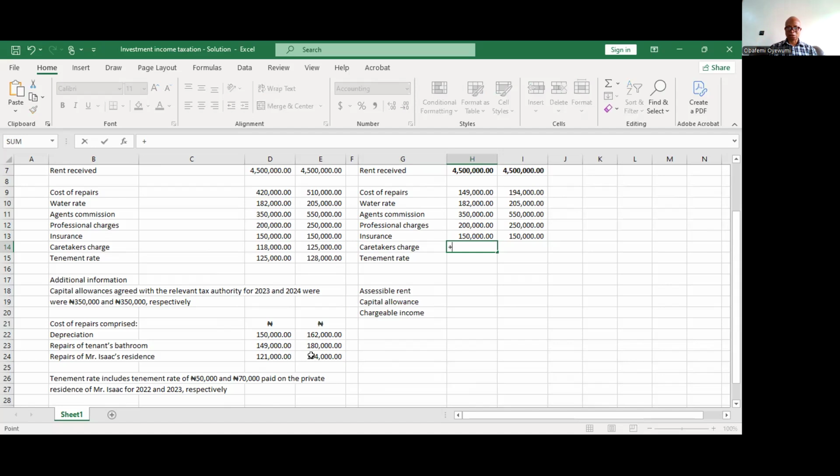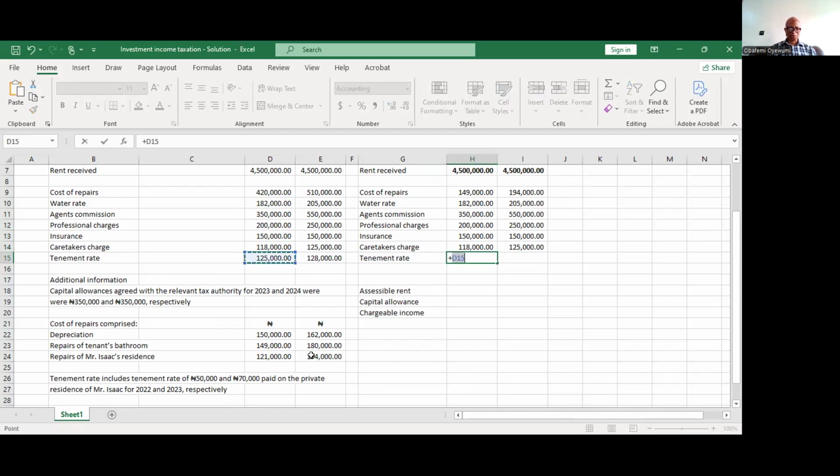So we talk about caretaker's charge, that is 118,000, and then 125,000 is also going to be taken there. So far so good. What we're looking at is expenses. So let's look at tenement rate. Tenement rate is 125,000 naira.